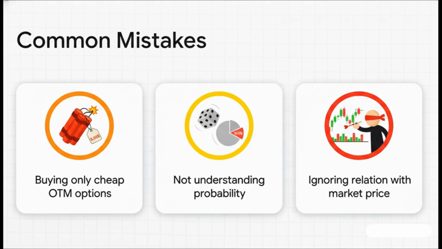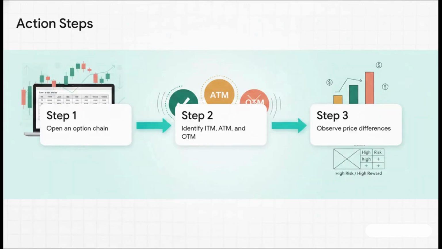But hey, real understanding doesn't just come from watching an explainer, right? It clicks when you see it in the wild market. So I've got a quick, actionable 3-step homework assignment for you. First, open up the option chain on your brokerage platform. Second, pick an asset, look at its market price, and actively try to spot the ITM, ATM, and OTM strikes. And third, just look at the massive price differences between them. See that risk-reward balance with your own eyes.